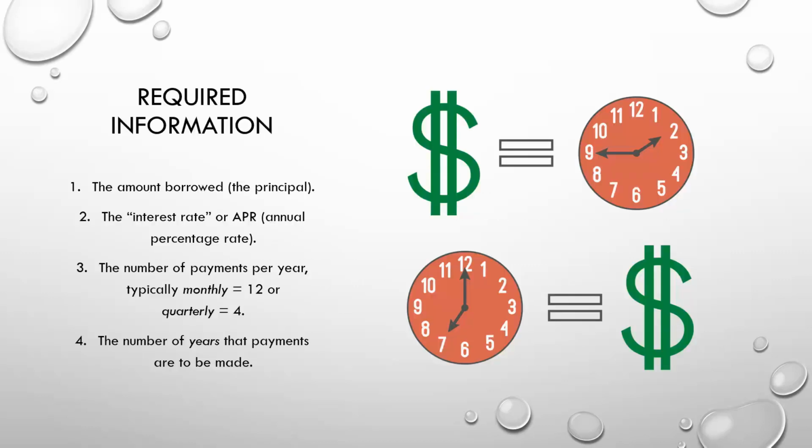There are several pieces of information you must have before you can create an amortization schedule. These include the amount borrowed, the principal, the interest rate, also known as APR or annual percentage rate, the number of payments per year, and the number of years that payments will be made. Once you have this information, you are ready to begin. Please start Excel and open a blank workbook page to follow along.